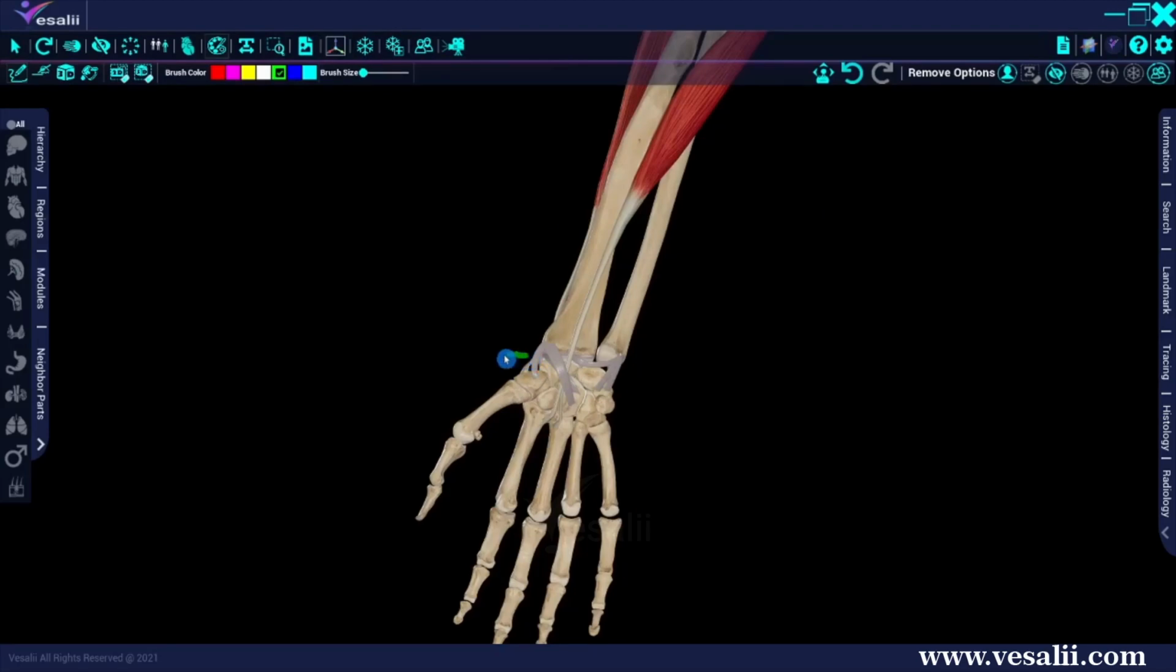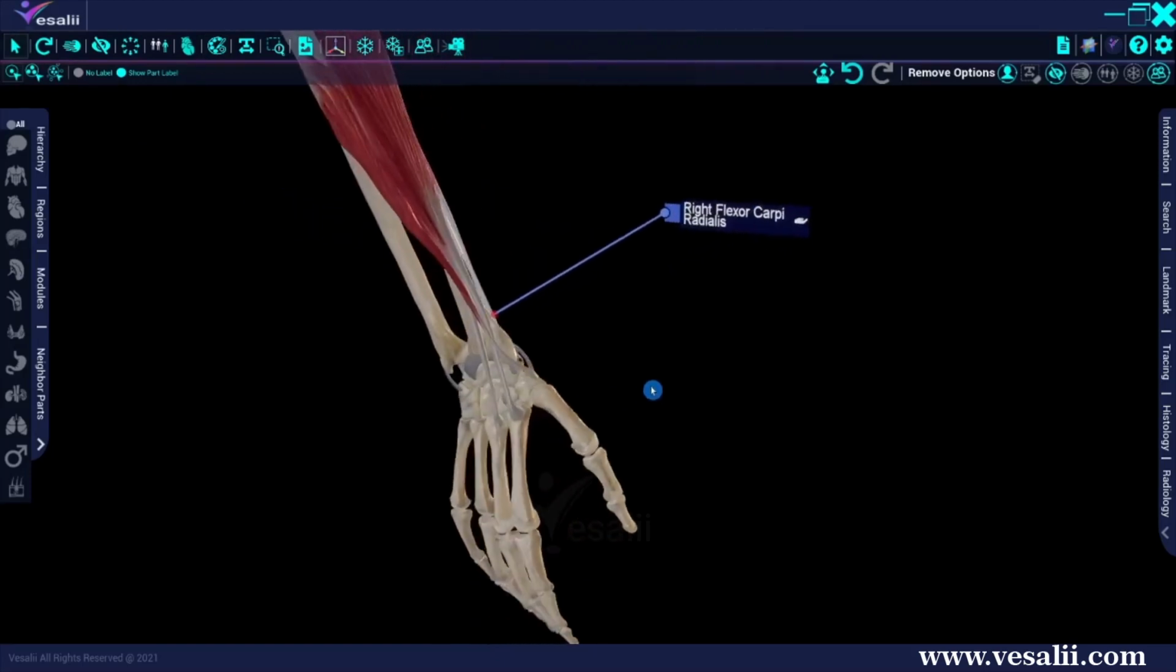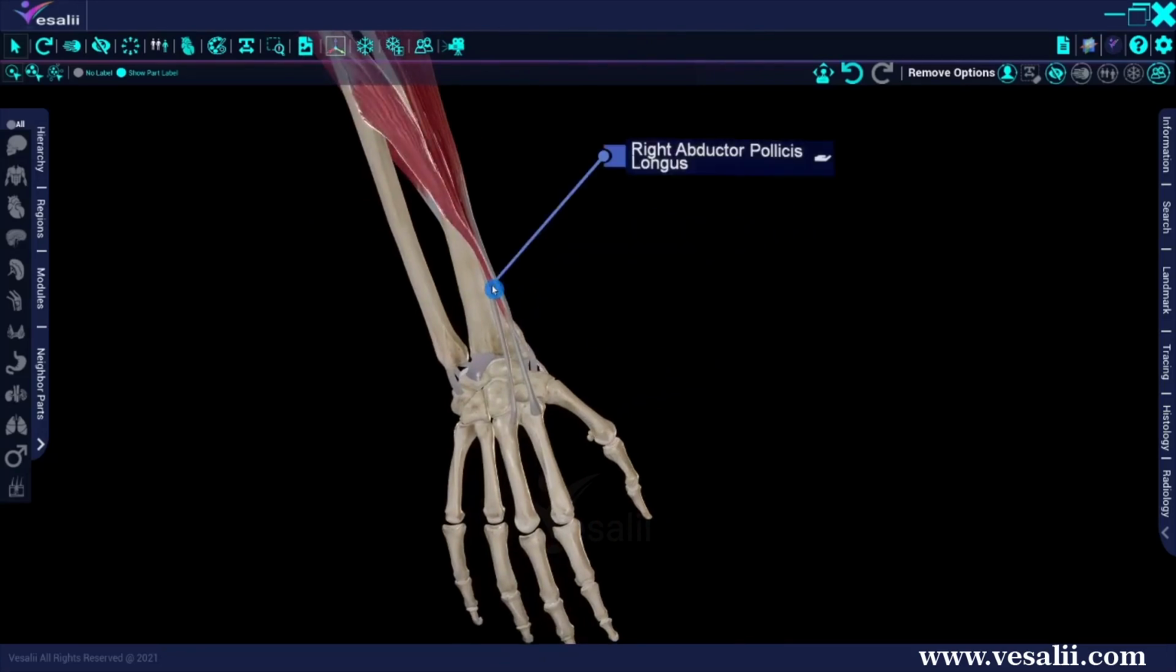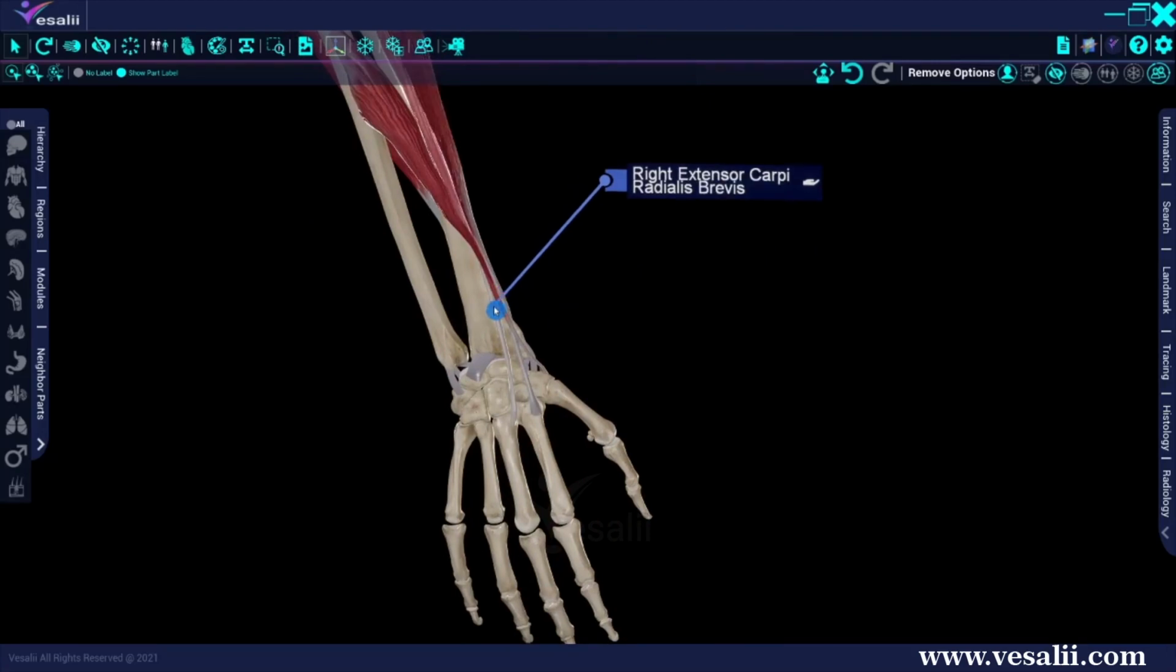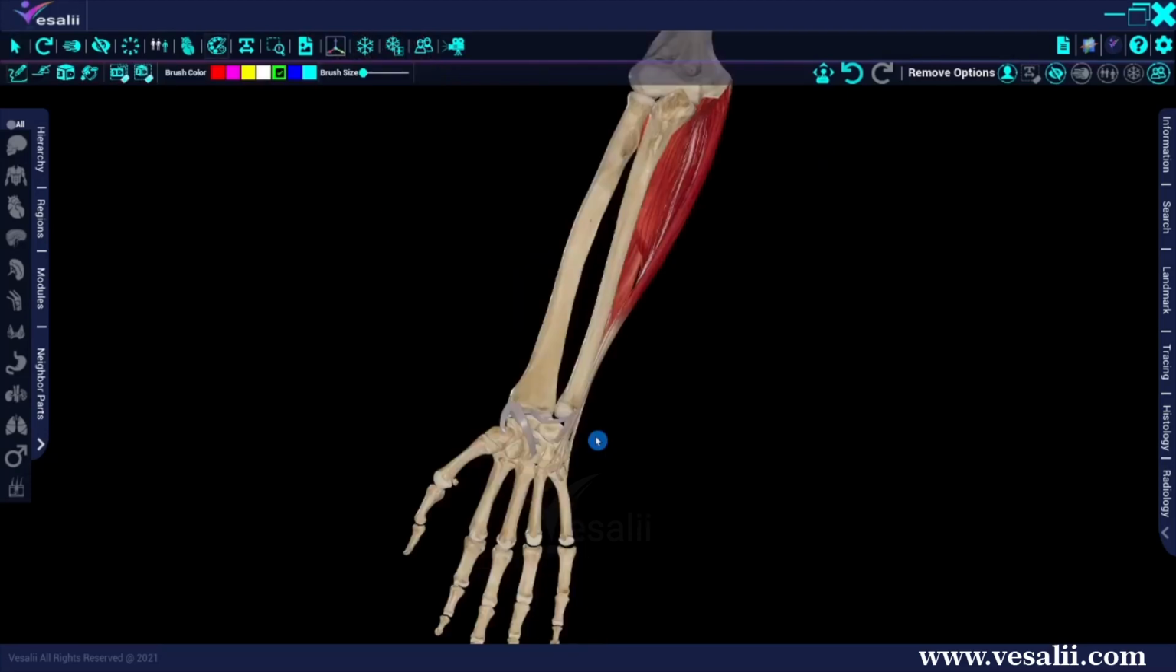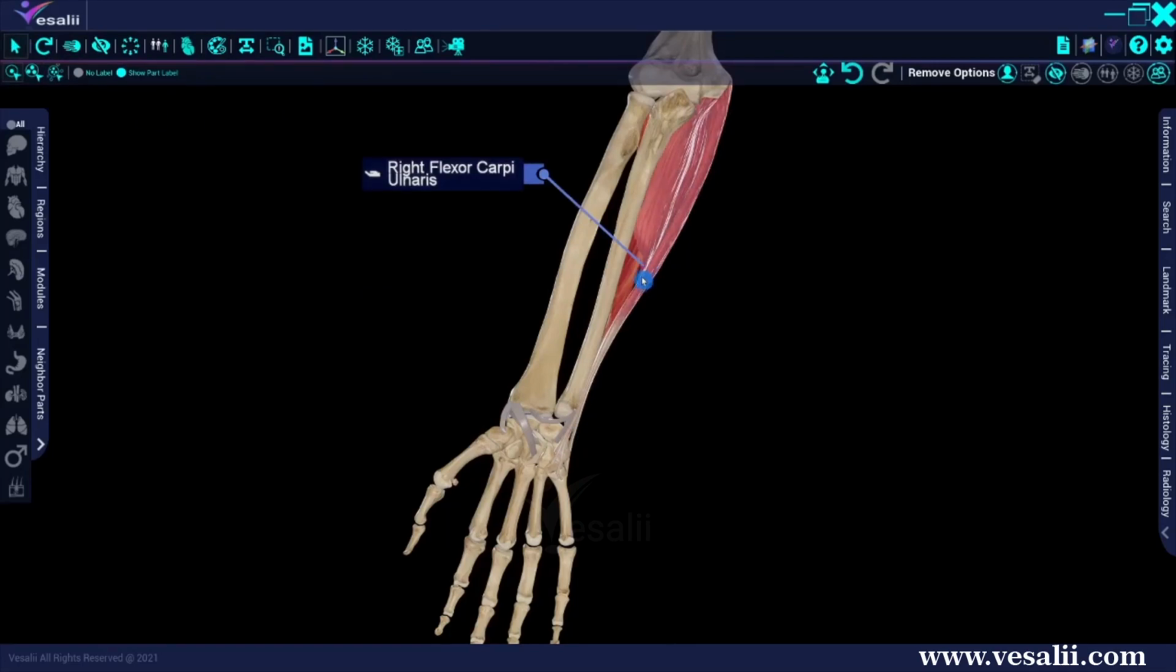Abduction is performed by flexor carpi radialis, abductor pollicis longus, extensor carpi radialis longus, and extensor carpi radialis brevis, whereas adduction is performed by flexor carpi ulnaris and extensor carpi ulnaris.